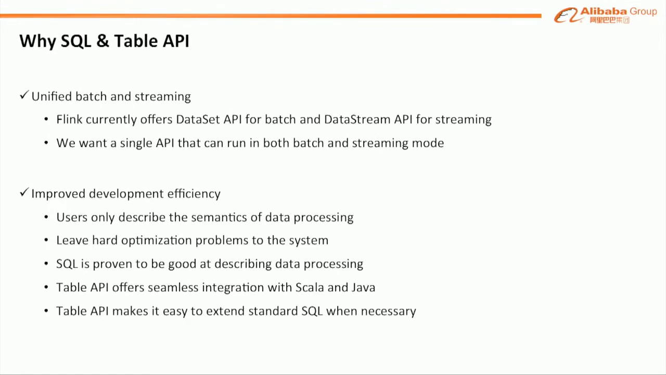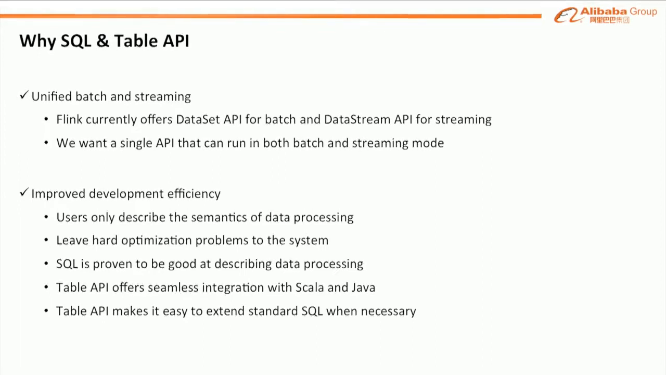In addition to SQL, we also look at the TableAPI. TableAPI, you can basically view it as a Scala version of SQL, which integrates very well with languages such as Java or Scala. Another benefit of TableAPI is it makes it very easy to extend standard SQL in case we need it.